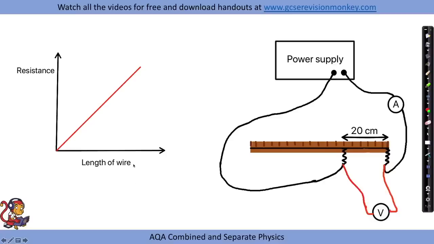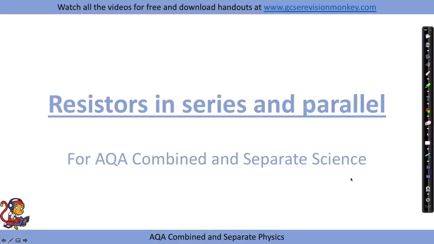And if you were to plot a graph of your results, the results that you should see are that as the length of wire increases, the resistance also increases, and a straight line through the origin shows you that the relationship is directly proportional. Resistors in series and parallel, required practical.